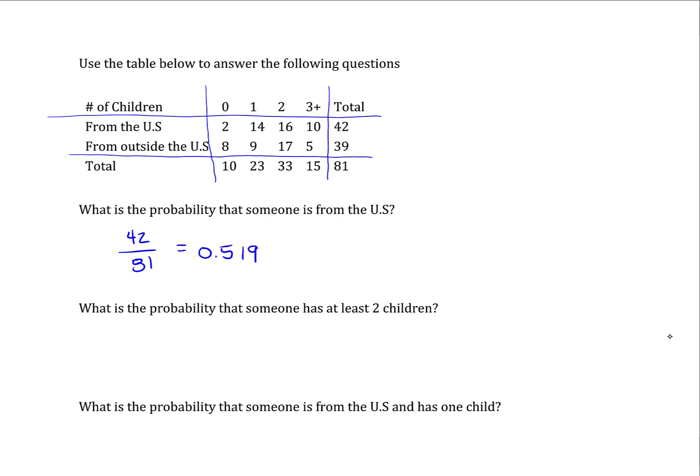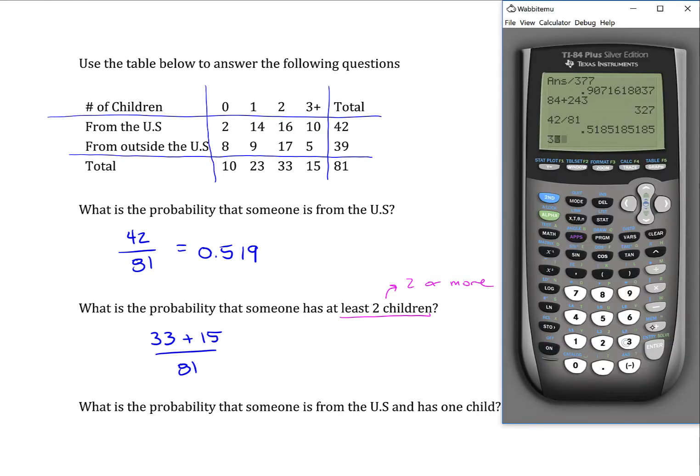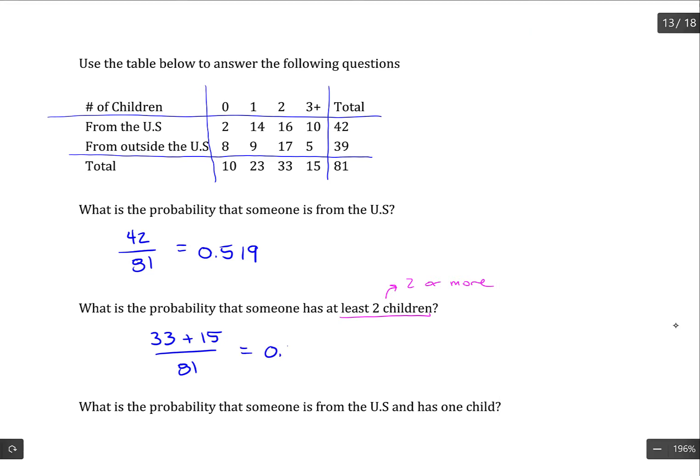What is the probability that someone has at least 2 children? At least 2 children, you need to be careful. That means 2 or more. You don't want to just grab the probability of exactly 2 children. So 2 or more, there's 33 who have 2 children, and there's 15 that have 3 or more out of the 81. So 33 and 15 is 48. Divide that by 81, and that gives 0.593.